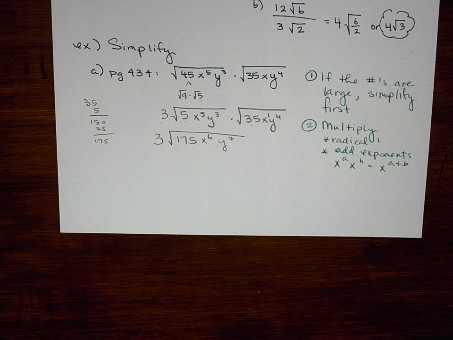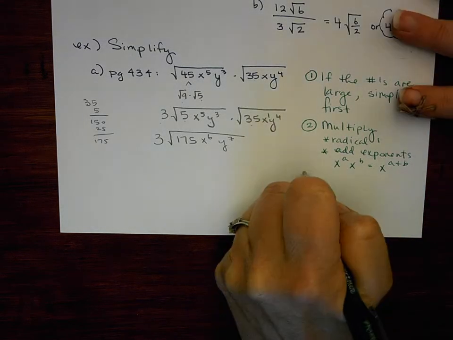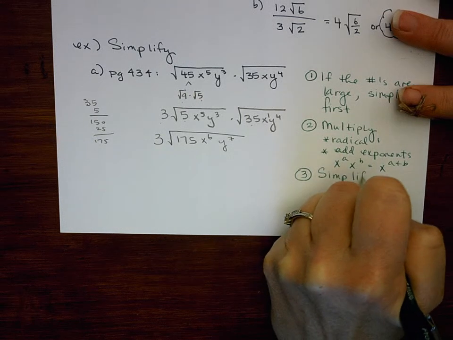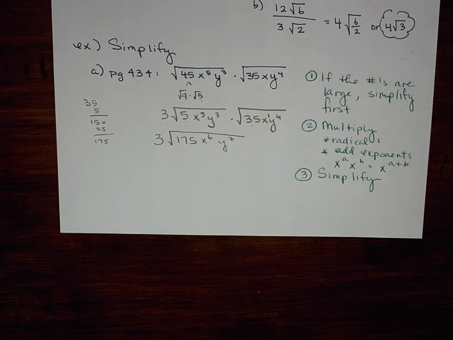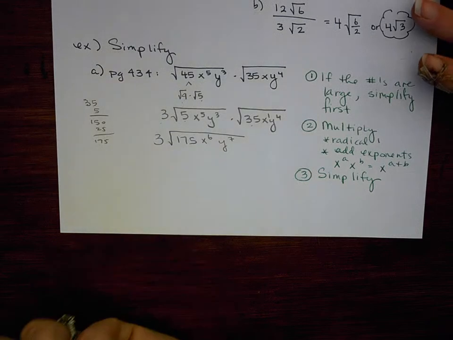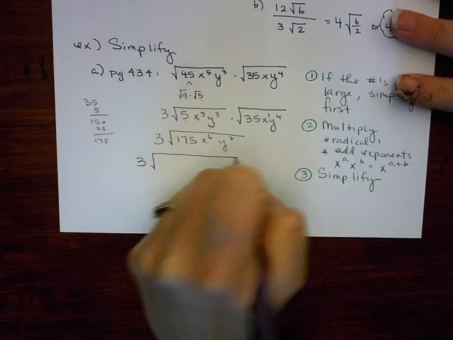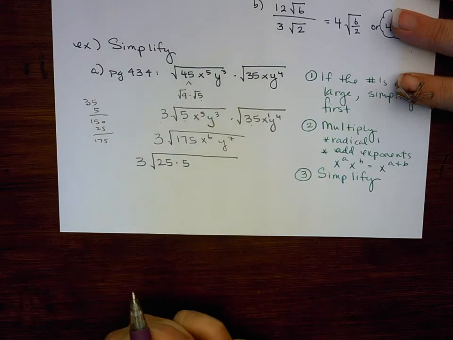Okay. And then now this is where I'm going to use my previous objective. So I'm going to simplify. So what I'm looking to see is what numbers multiply to 175 that I know I can take the square root of. And so I know I can do 25. So this is going to be, I'm going to rewrite this. So 25 times 5.